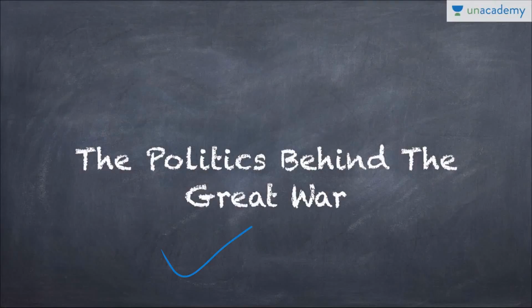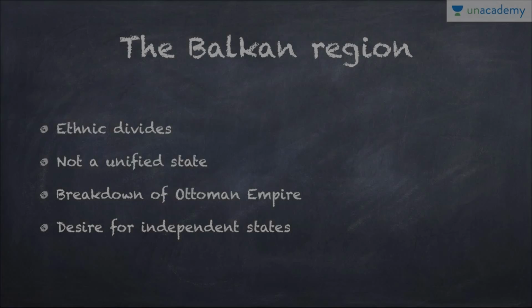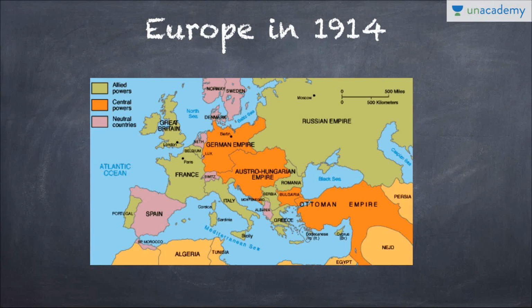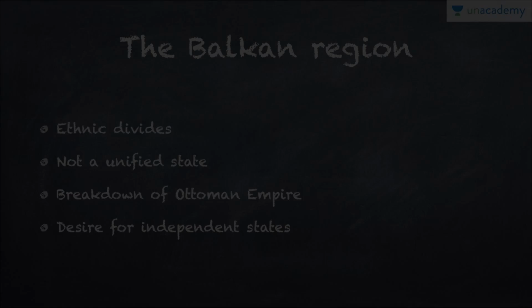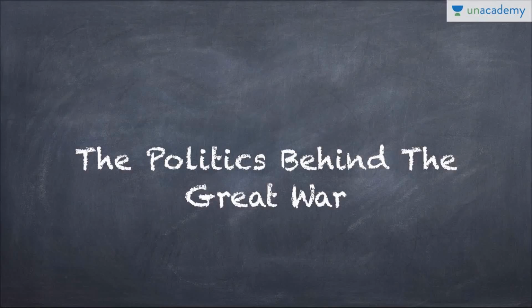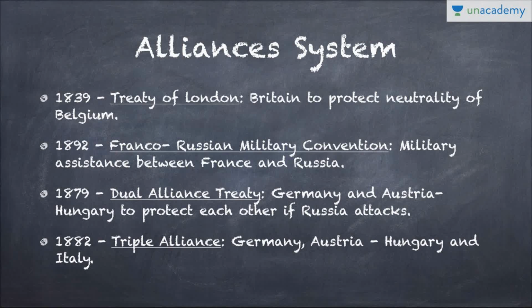If you see, they are geographically contiguous as well, so you don't need to worry about that. This is Germany, this is Austro-Hungary, and this is Italy. As you can see, they are geographically contiguous. Now let us talk about France and Russia, and Britain is with Belgium.